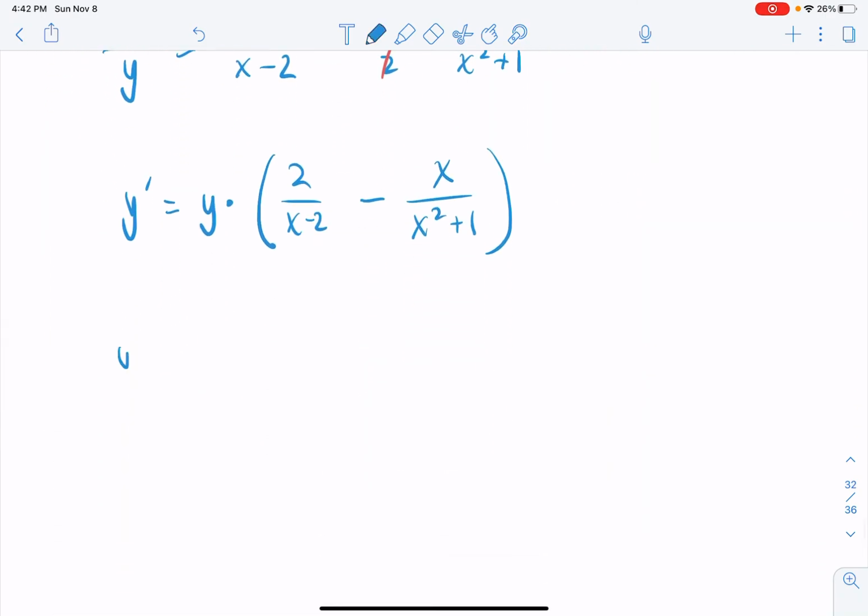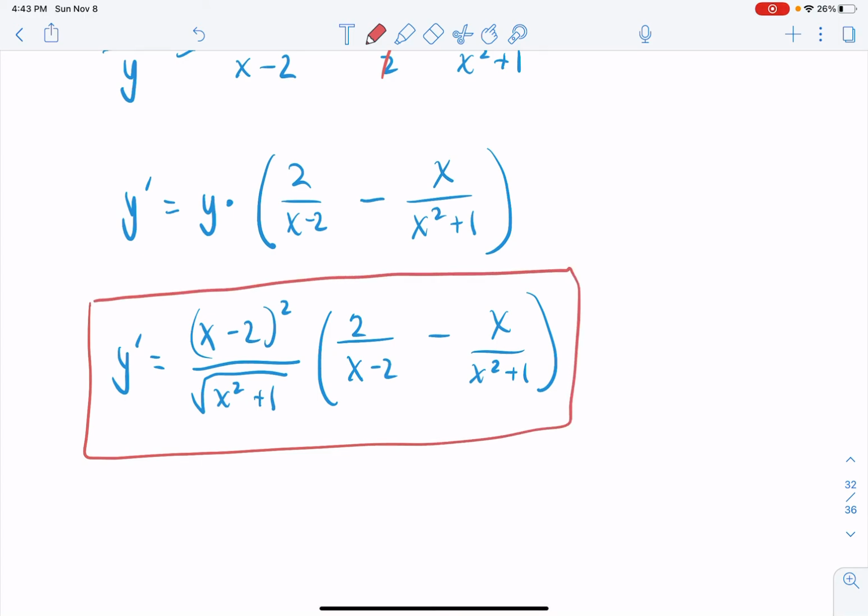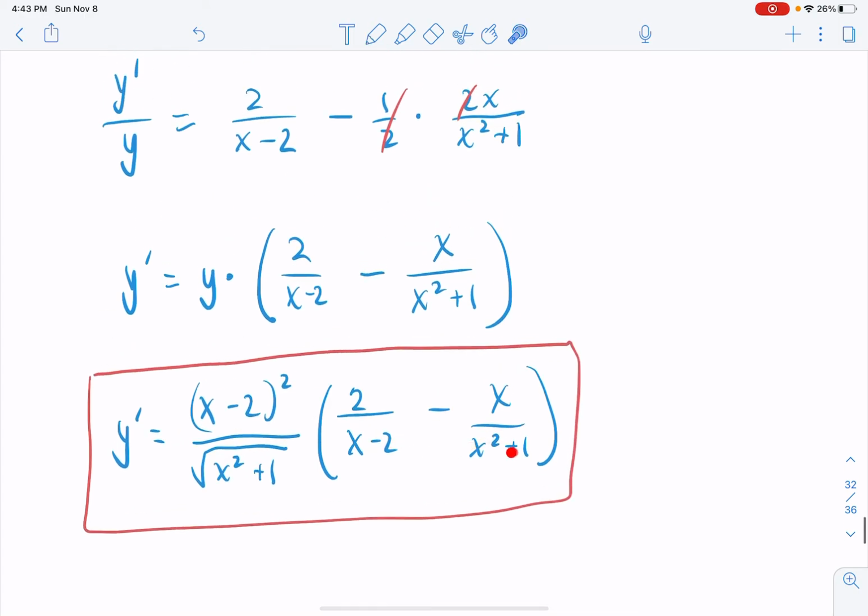So y prime is equal to (x minus 2) squared over the square root of x squared plus 1 times this new thing that we just found, 2 over x minus 2 minus x over x squared plus 1. Ta-da! Now, is there anything else that you could do with this? Possibly. If there was, it would be like finding a common denominator and then seeing if stuff canceled out. But I'm going to go with this answer right here. It looks pretty good to me. All right.